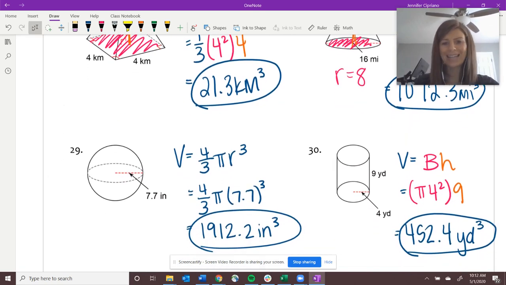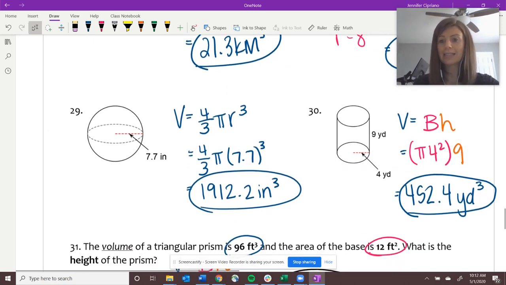Number 29, this is a sphere. For a sphere, 4/3 pi r cubed. Make sure that you're cubing the radius when you're finding the volume of a sphere. We were given the radius in this one, so you just had to plug right in.